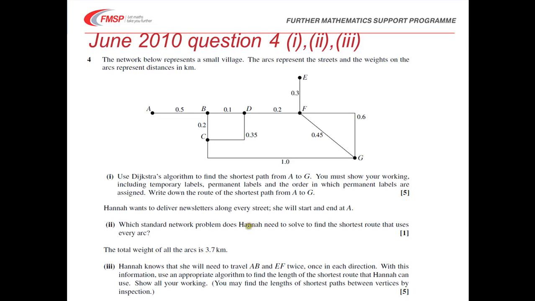So she knows that, and it then says, with this information, use an appropriate algorithm to find the length of the shortest route that Hannah can use. Show all your working. You may find the lengths of the shortest paths between vertices by inspection, so we're not asked to do that using any particular method. But remember, we will have done Dijkstra, so we will have the shortest distances, so we can make use of part 1.